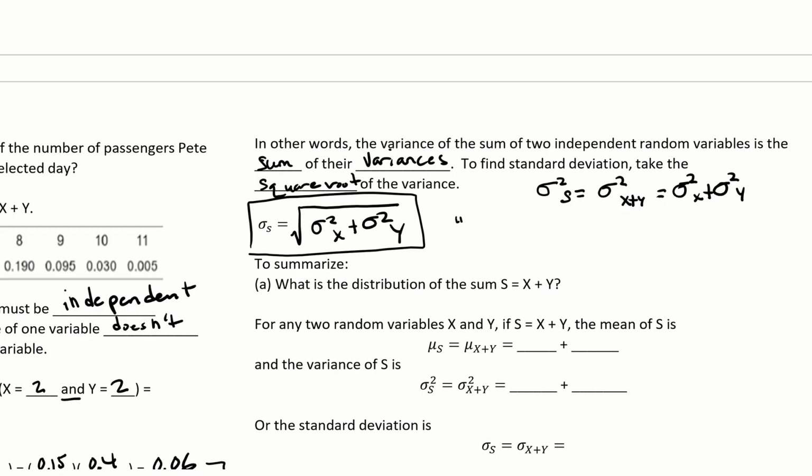And this is what we refer to as the Pythagorean sum. This is what I call the Pythagorean sum. It's not a sum, but it's a Pythagorean sum. The square root of the sum of the squares, okay?